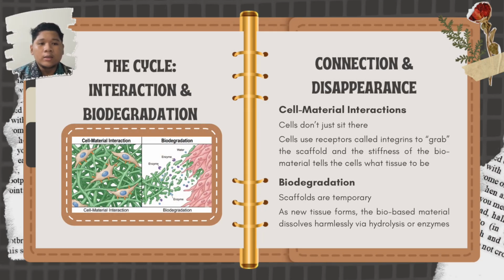Lastly is the cycle where interaction and biodegradation occur. The cell-material interaction doesn't just sit there. The cells use receptors called integrins to grab the scaffold, and the stiffness of the biomaterial tells the cells what tissue they need to be. Biodegradation, on the other hand, is where the scaffolds are temporary. As new tissue forms, the bio-based material dissolves harmlessly via hydrolysis or enzymes.